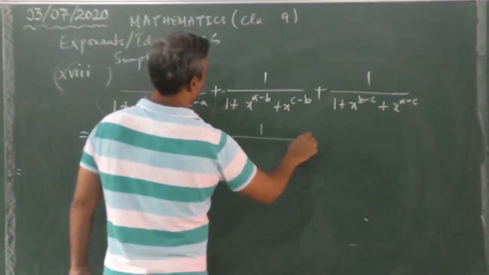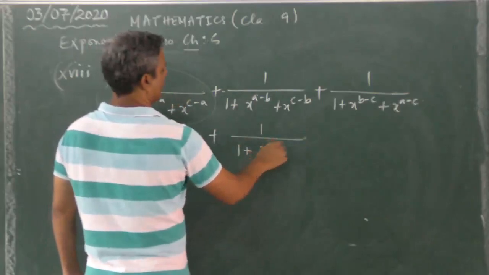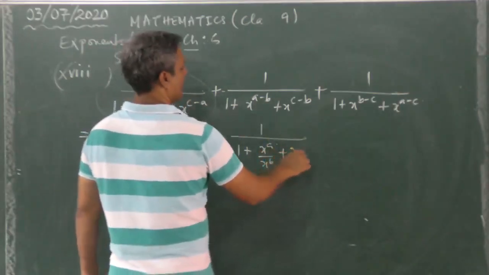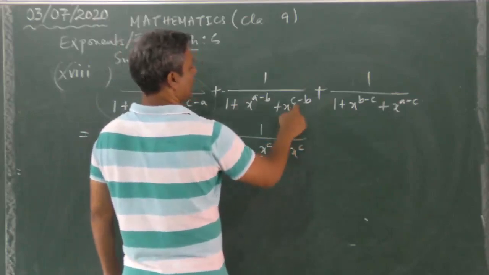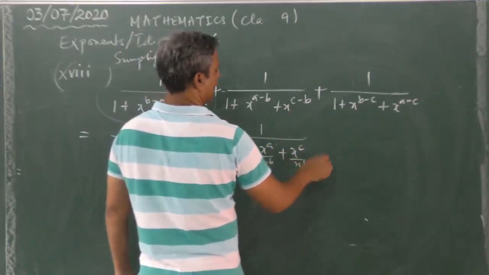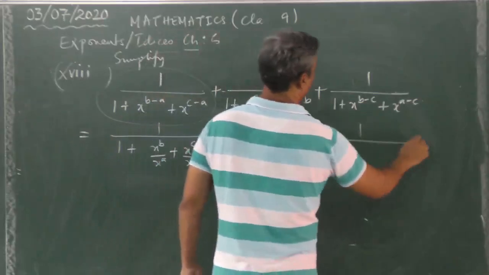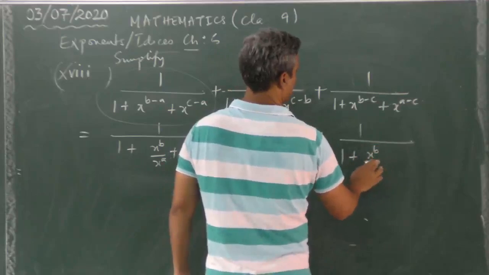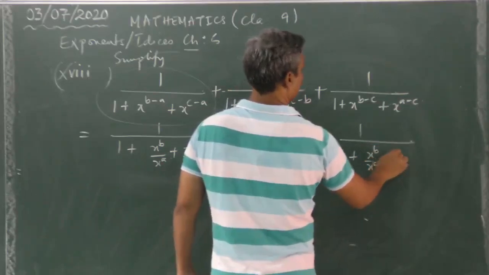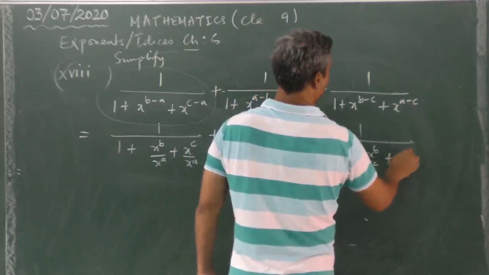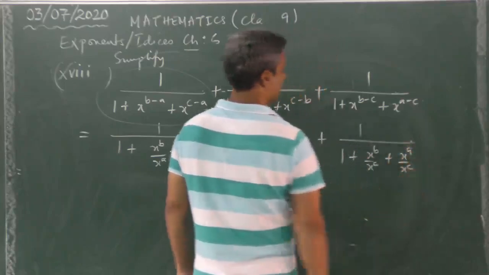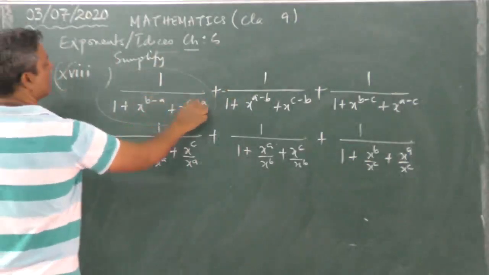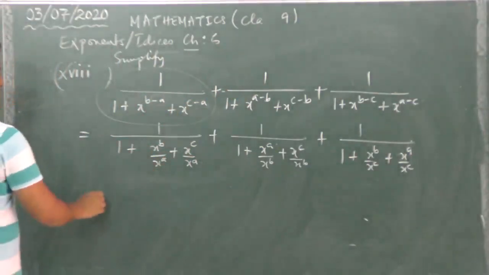Plus 1 by 1 plus x to the power of a by x to the power of b plus 1 plus x to the power of c by x to the power of b, plus 1 by 1 plus x to the power of b by x to the power of c plus x to the power of a by x to the power of c. Now we have removed these negative powers from here and taken it to the denominator.